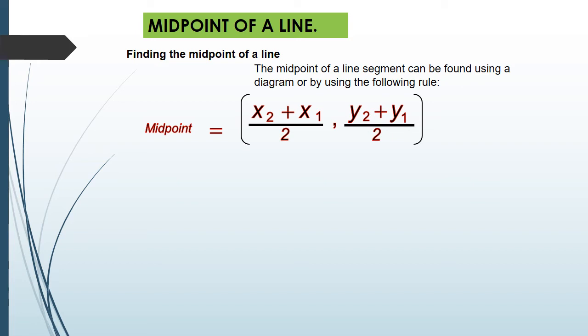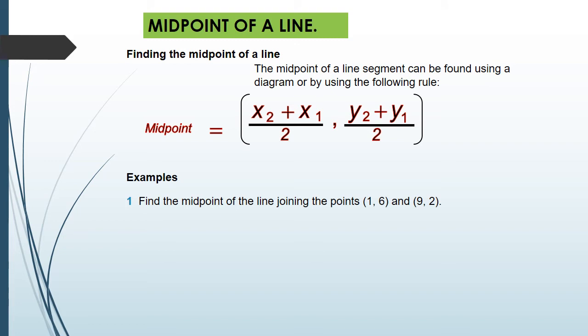Now we are moving on to the midpoint of a line. The midpoint of a line can be found either using the rule or a diagram. Preferably we are using the rule in this case. It is the mean of the two x coordinates and the mean of the two y coordinates. That means (x1 + x2) divided by 2, (y1 + y2) divided by 2.